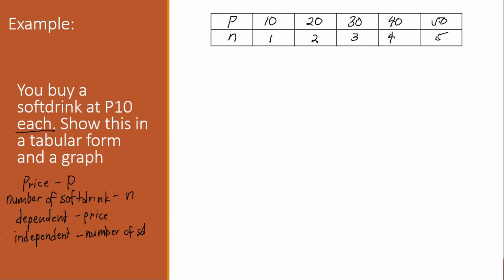So ngayon, after we get the table of values, alamin muna natin kung anong variation 'yan. So we have a variable of P. Ngayon kung makikita nyo, nag-i-increase yung ating P. As long as P increase, yung N din natin also increase. So ito ay direct variation.